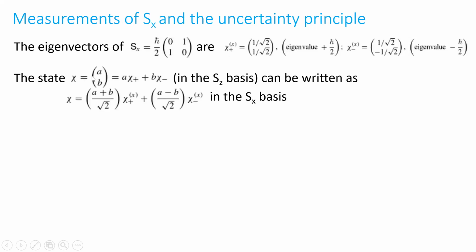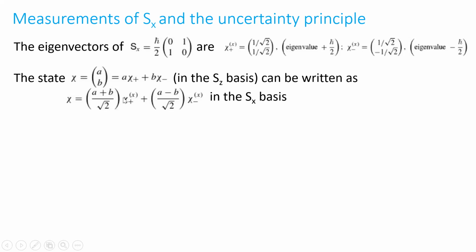So the state ab, which we looked at before, which was a times chi plus plus b times chi minus, where those are the spin up and spin down states, it turns out can be written in the Sx basis, in terms of these Sx eigenvectors, chi plus x and chi minus x, as a plus b over square root of 2 times chi plus x plus a minus b over square root of 2 chi minus x.